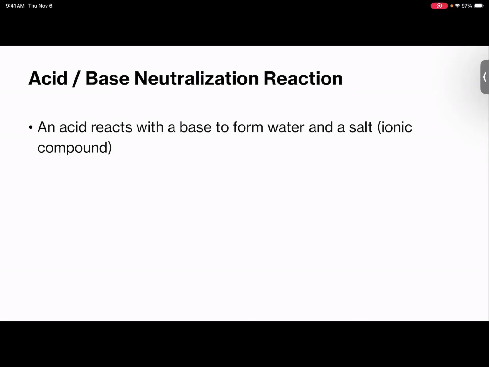A salt, folks, is just a term for an ionic compound. We're used to talking about table salt. The word salt came from the fact that sodium chloride is an ionic compound. It's actually a more generic term than what we're used to talking about. So again, the reactants are an acid that is aqueous, a base that is aqueous. They react to form water as a product and some ionic compound.